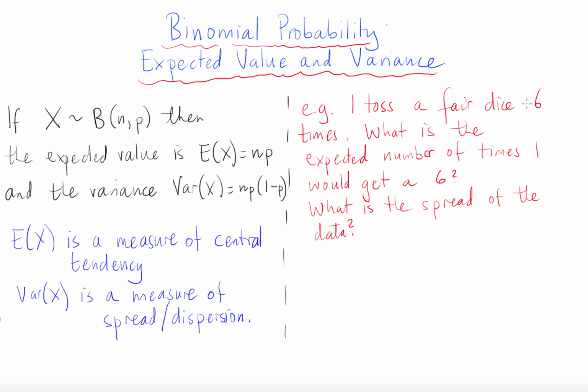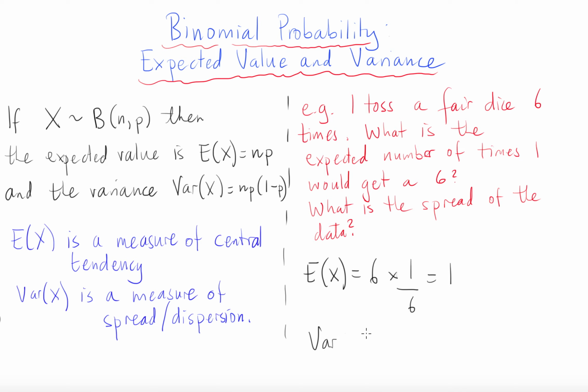So I toss a fair dice 6 times. What's the expected number of times I would get a 6? Well, they're asking us for the expected value, or the most likely value, if you like. That would be the number of trials, which would be 6, times by the probability of getting a 6, which is a sixth. 6 times a sixth is just 1, and which makes sense, doesn't it?